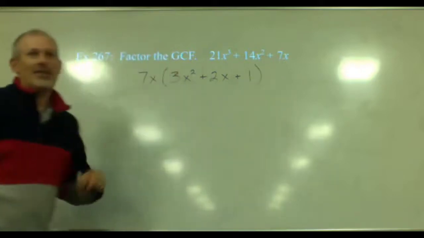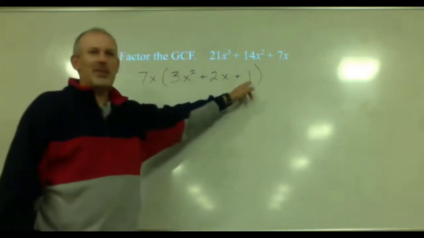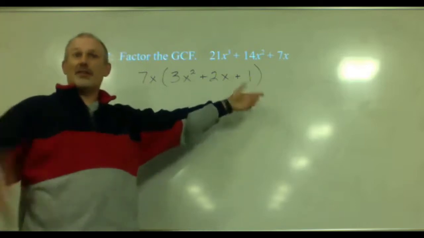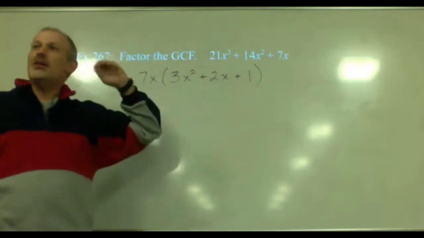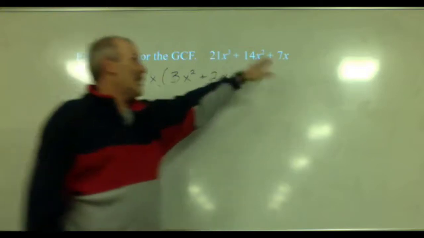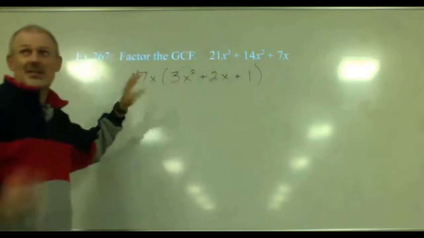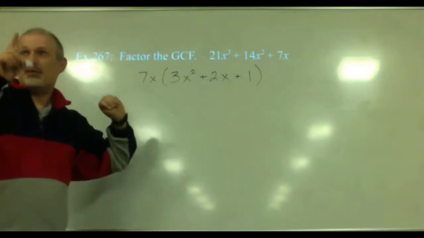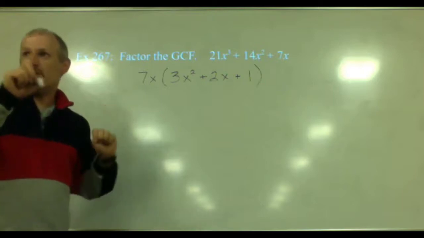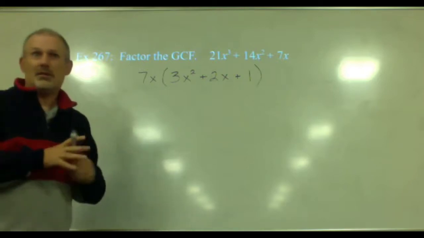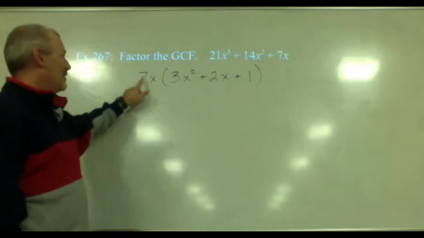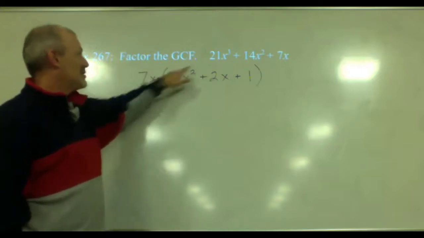Now, that one is probably the trickiest one that people mess up on. They're like, oh, there's nothing left. I took out a 7x. It's gone. But you've got to remember you're dividing. So 7x divided by 7x is 1. Anytime you divide something by itself, you get 1.